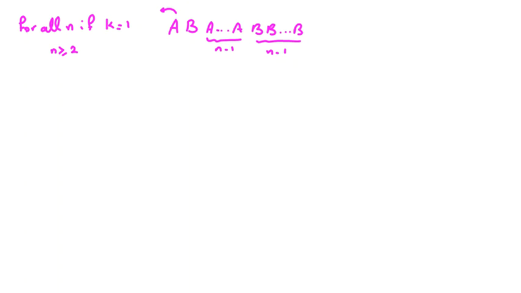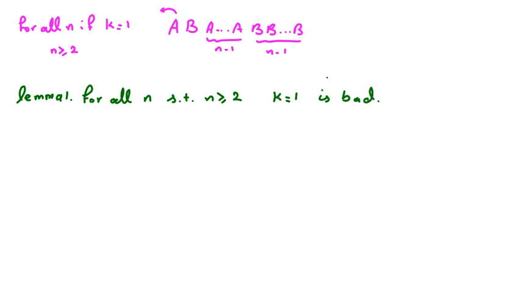When you reach anything that maybe is important, and here it's obviously important, we write it as a lemma. In lemma 1, we proved that for all n greater than or equal to 2, K equal to 1 is bad. Bad and good: bad means we can't reach the case that all first n coins are the same.